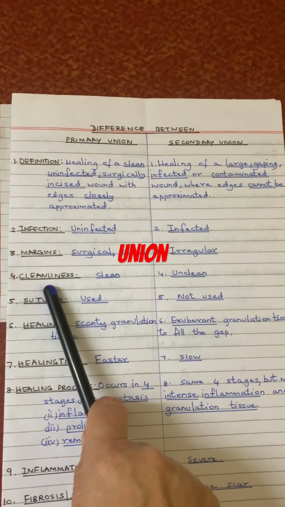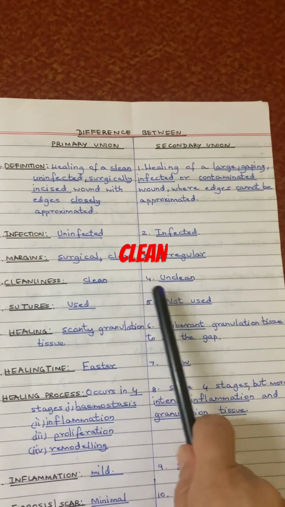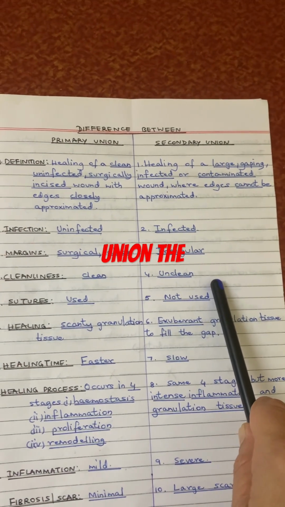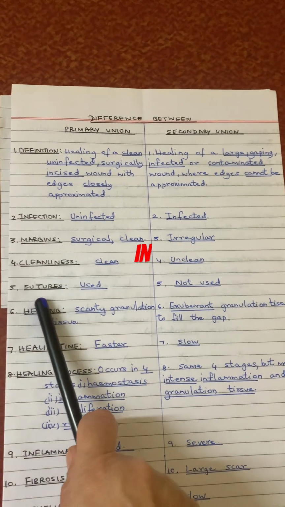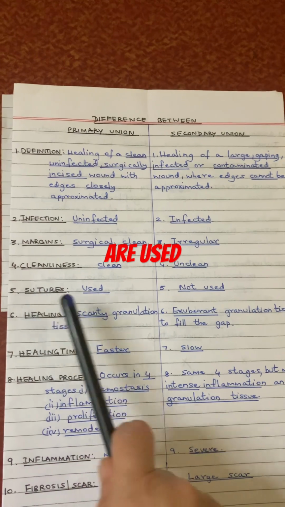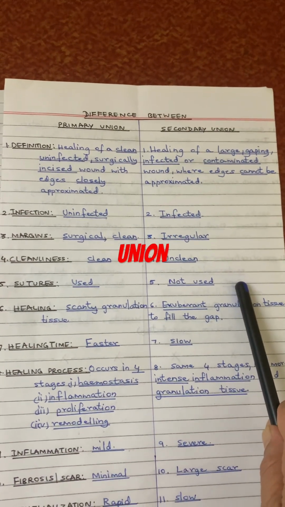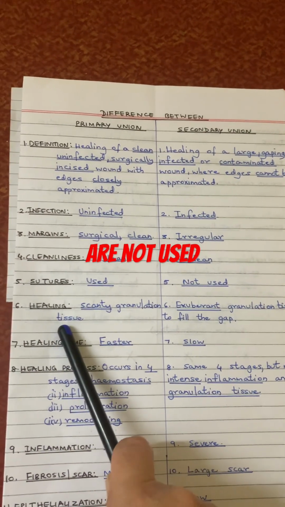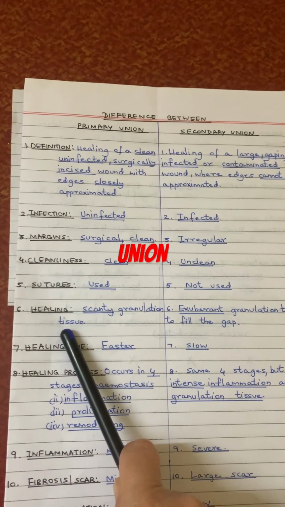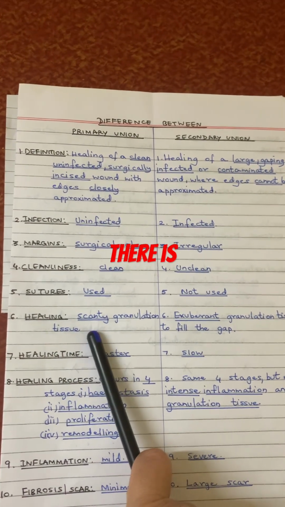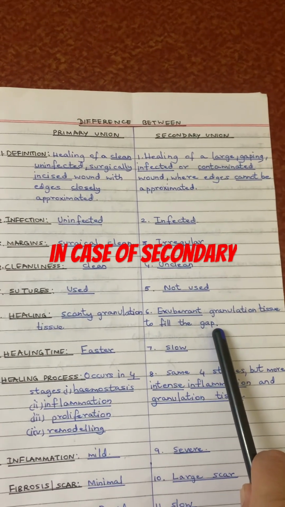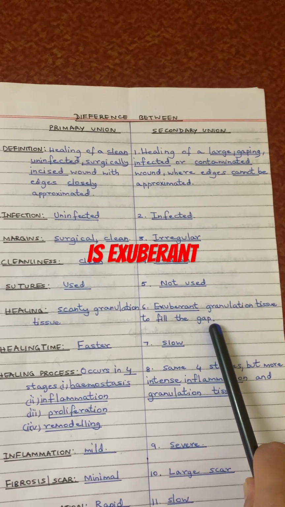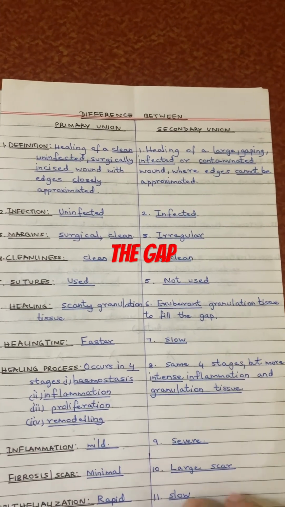Cleanliness. In primary union, the wound is clean. In secondary union, the wound is unclean. In case of primary union, sutures are used. In secondary union, sutures are not used. Healing: in case of primary union, there is scanty granulation tissue. In case of secondary union, there is exuberant granulation tissue which fills the gap.